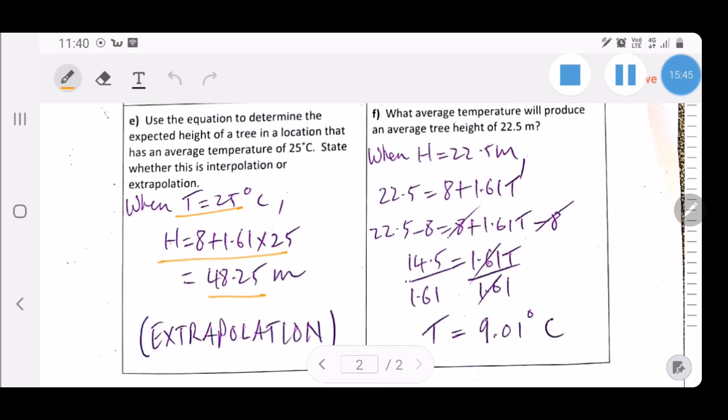So it's just substitution once again. We have h equals 22.5 meters, and we substitute that into our equation, which is h equals a plus 1.61t. And I won't go through the process because that's just a linear equation with one variable, and you've known how to solve those for several years now. Okay, you isolate your t, and you end up with 9.01 degrees Celsius.